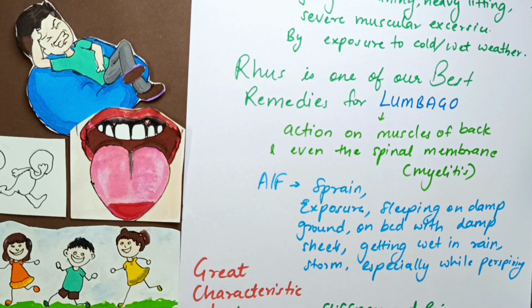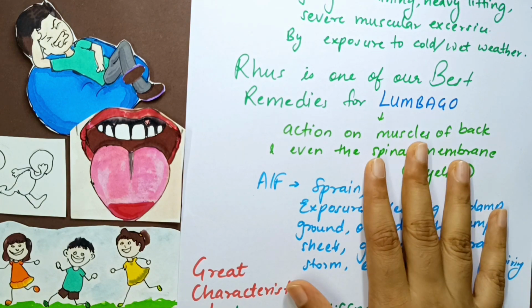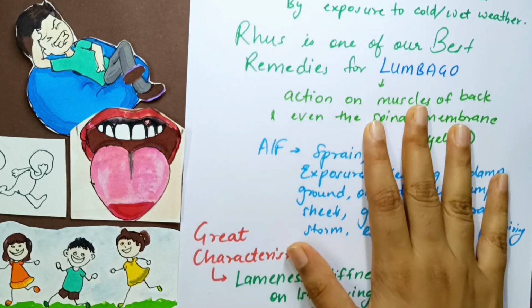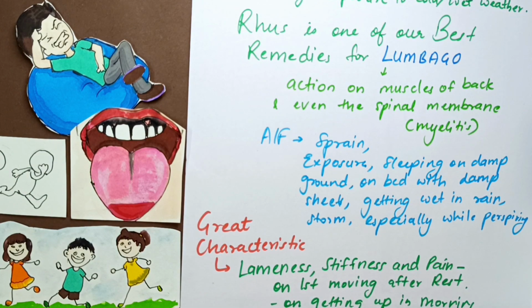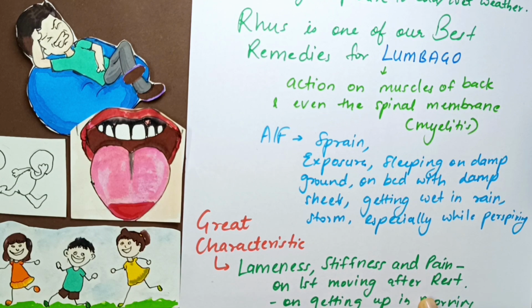So especially that, giving rise to any kind of complaints, you can always think of Rhus Tox. Now there is a great characteristic in Rhus Tox. Dr. Nash also mentions this and tells us that it is very, very characteristic. Great characteristic. So he says that there is lameness, stiffness, and pain on first moving after rest, on getting up in the morning, and relieved by continued motion.